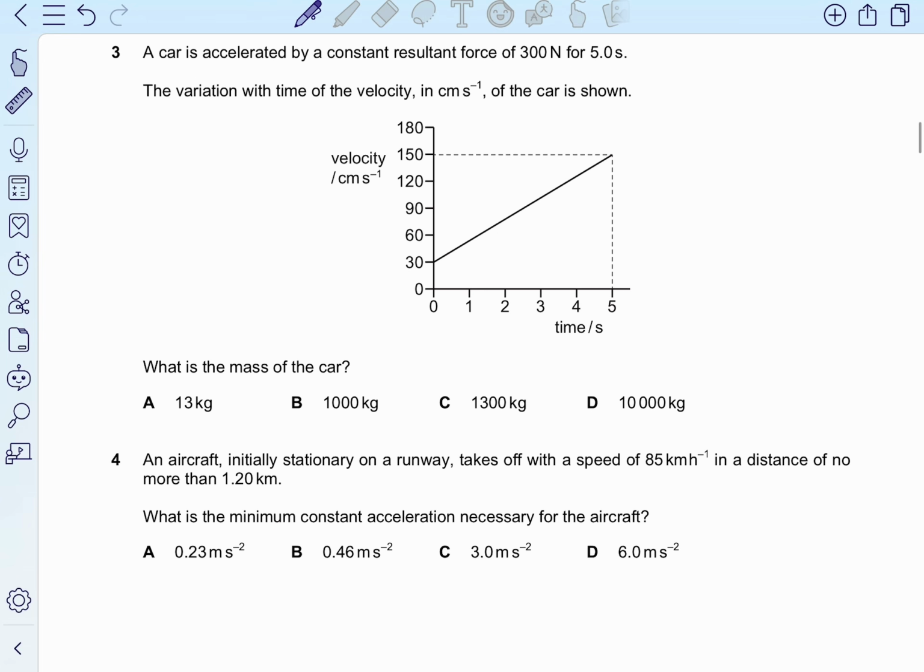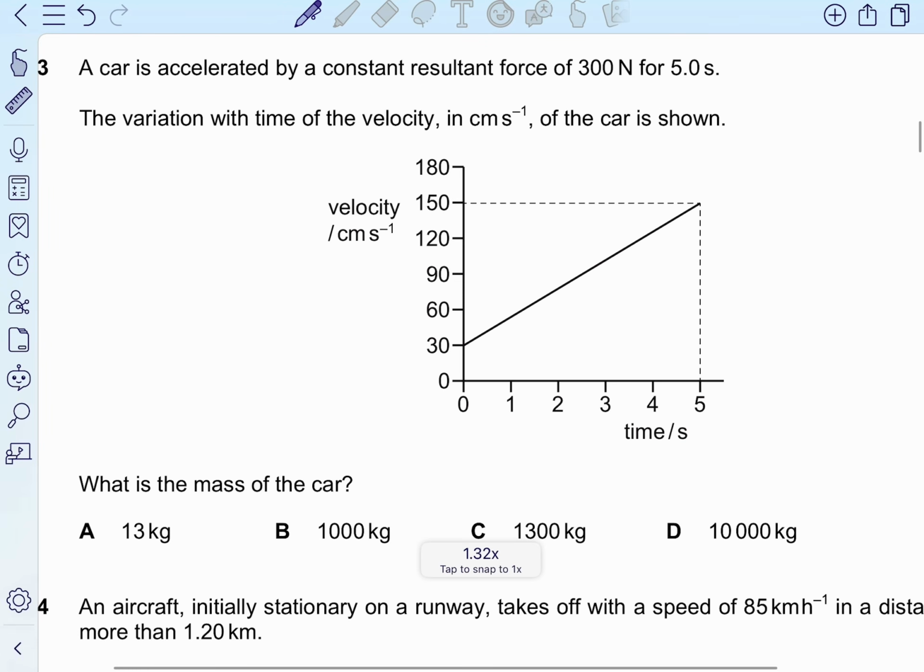Okay. Now question number 3. A car is accelerated by a constant resultant force of 300 newtons for 5 seconds. The variation with time of the velocity of the car in centimeters per second is shown. What is the mass of the car? So what they say is that there's a car and we have applied a constant force of 300 newtons on the car for 5 seconds.